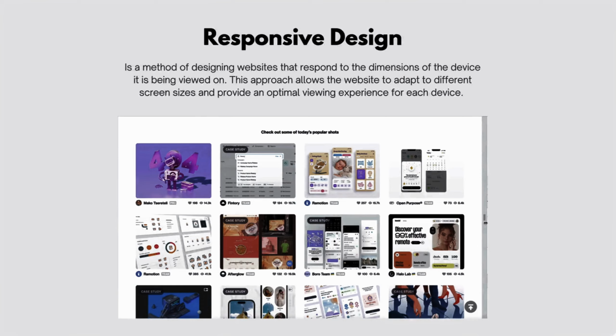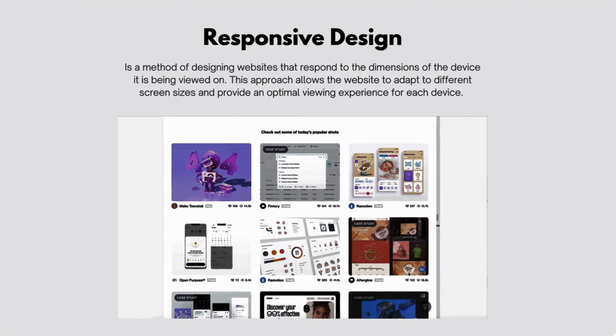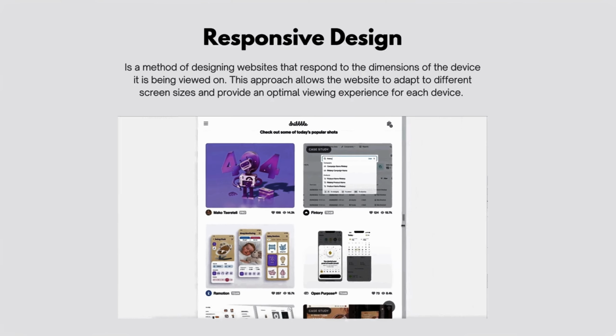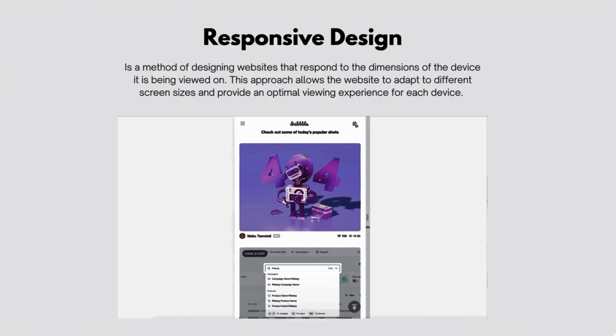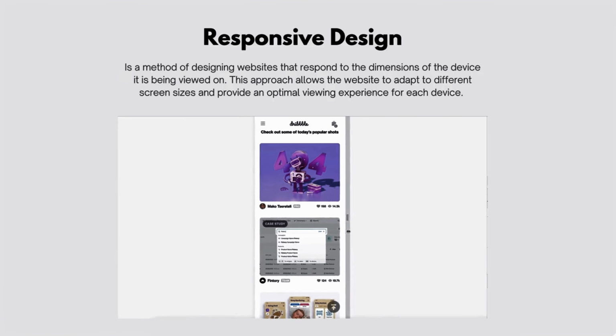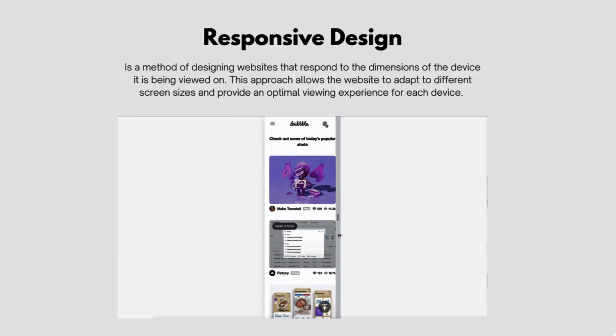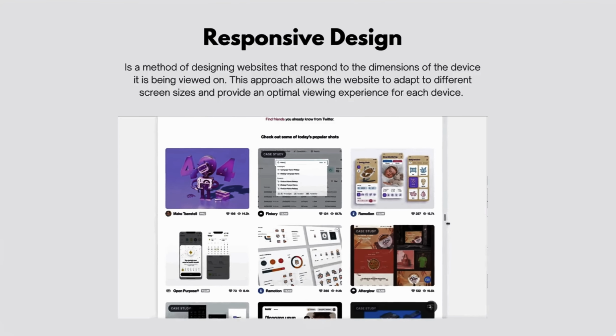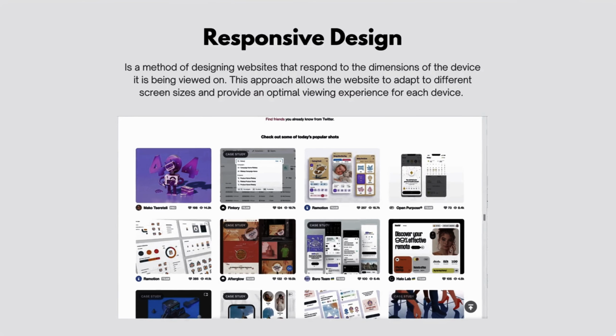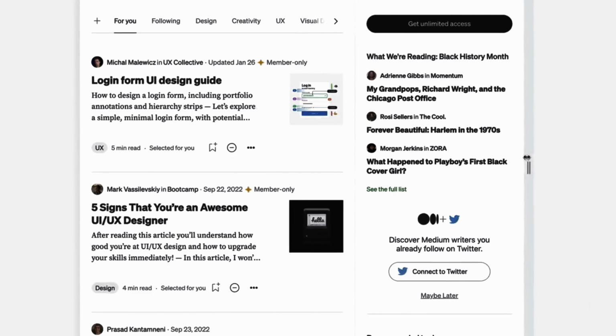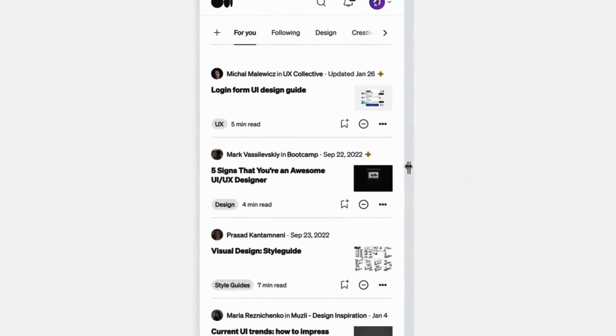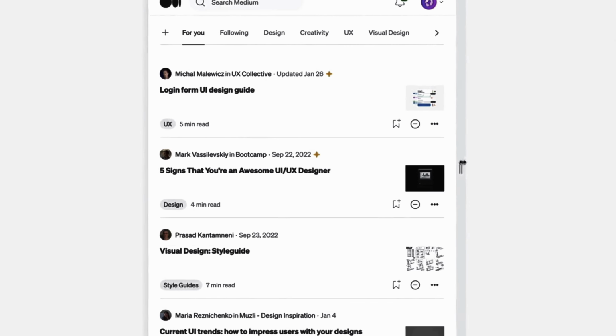Responsive design is a method of designing websites that respond to the dimensions of the device it is being viewed on. This approach allows the website to adapt to different screen sizes and provide an optimal viewing experience for each device. The layout adjusts to the screen size by changing the position of elements, the size of images and text, and the overall layout of the website.